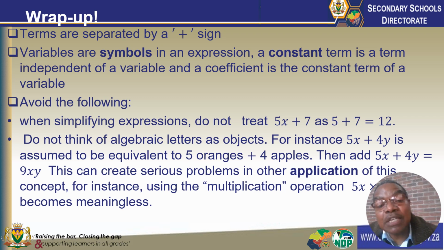Do not think of algebraic letters as objects. For instance, 5x plus 4y is not the same, because some learners assume that to be equivalent to 5 oranges plus 4 apples. But then they say 5x plus 4y is equal to 9xy, which is not the same. This gives us a problem when we go to multiplication properties. Using the multiplication operation on this gives us something different, which has no meaning.